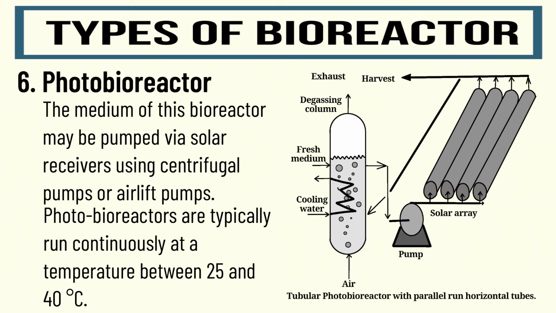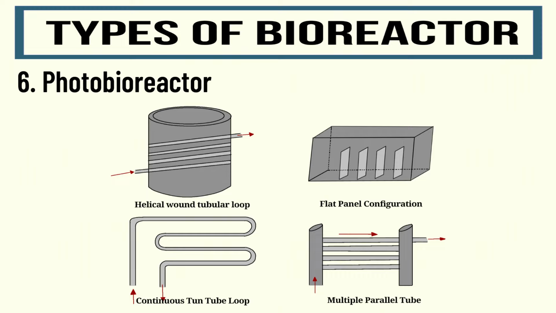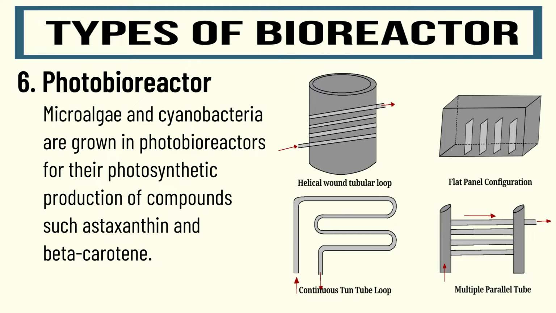Here you can see different types of photobioreactor. We have helical wound tubular loop, second, flat panel configuration, third, continuous run tube loop, and fourth, multiple parallel tube. Microalgae and cyanobacteria are grown in photobioreactors for their photosynthetic production of compounds such as astaxanthin and beta-carotene.